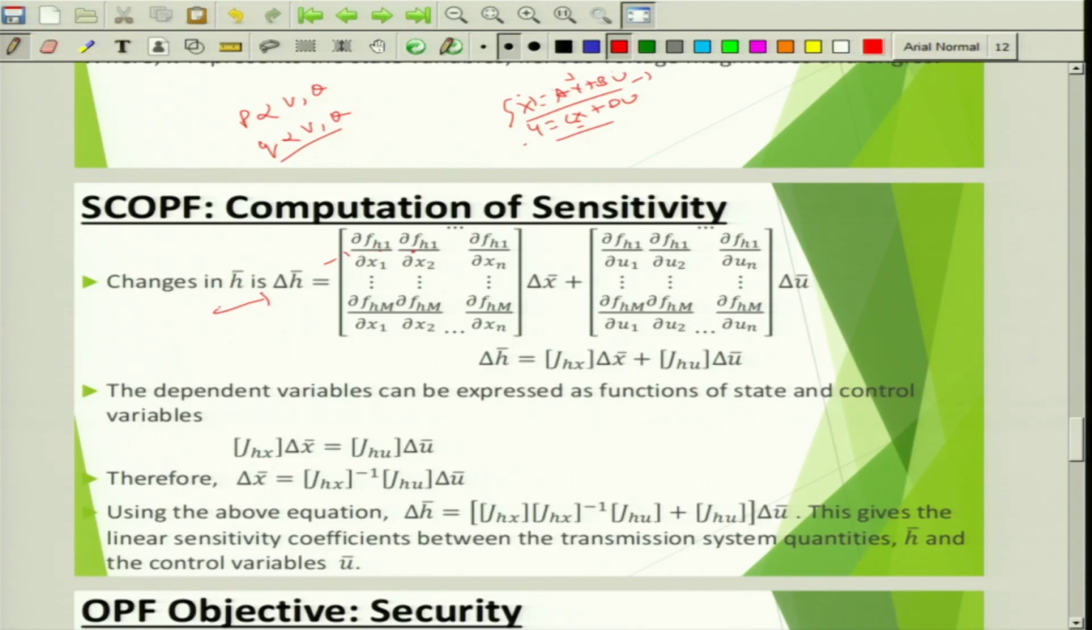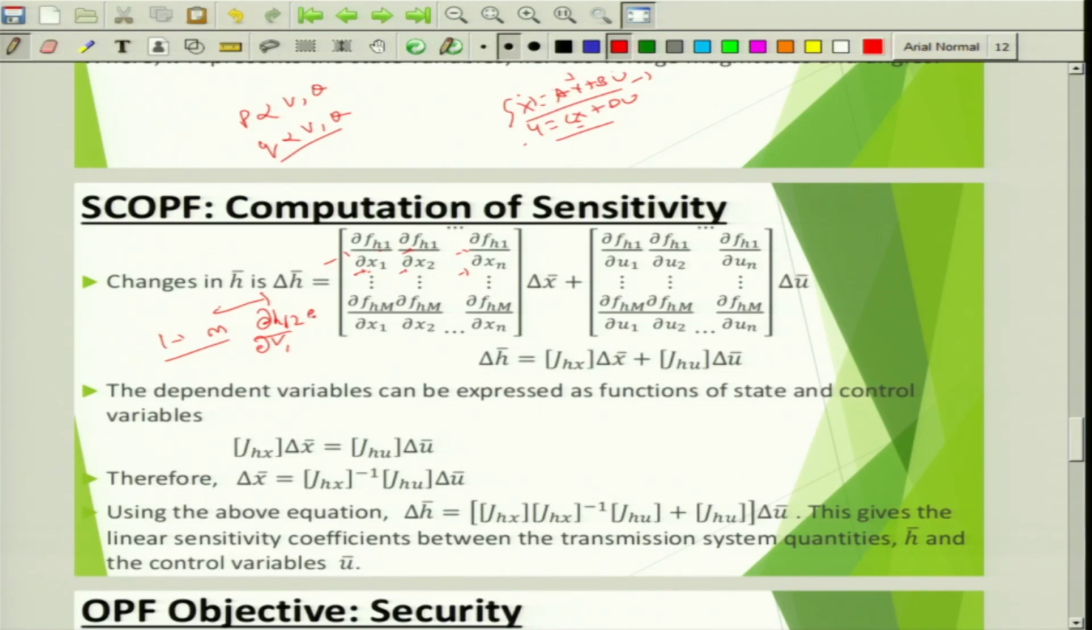dou f h1 by dou x1, dou f h1 by dou x2, up to dou f h1 by dou xn. That means there are 1 to m dependent variables. So with respect to each dependent variable, we are trying to find out its dependency on the corresponding state variable. State variable could be voltage, right, V1. So the first entry could be dou h, a line flow. Let us say there is a line flow dou h I12. This is a line connected between bus 1 and 2, and dou V1, right.